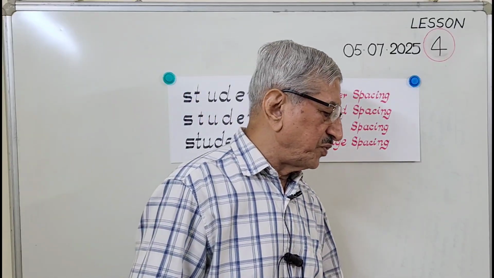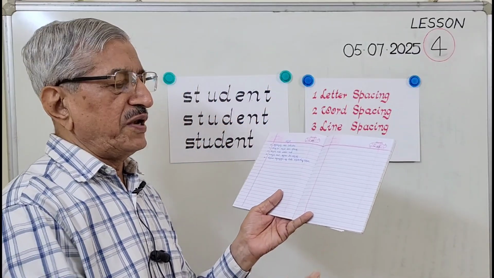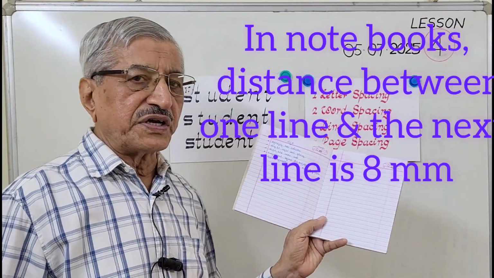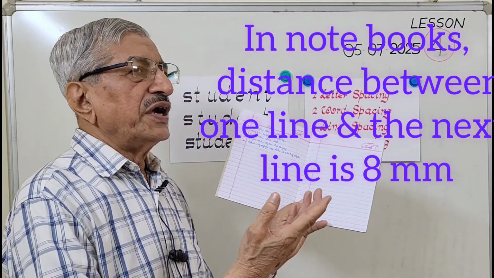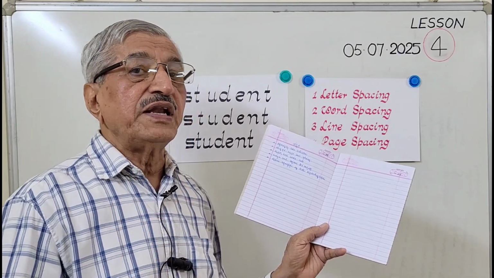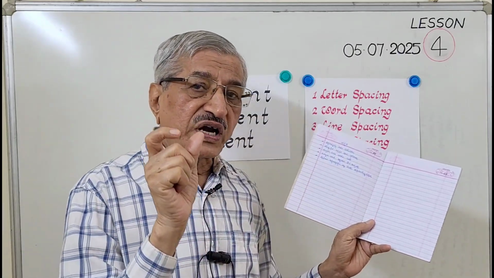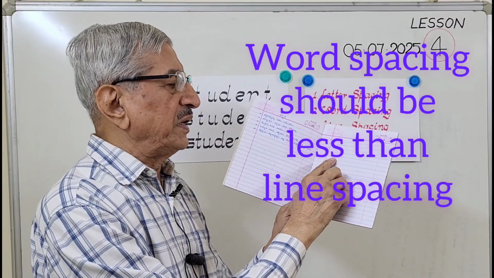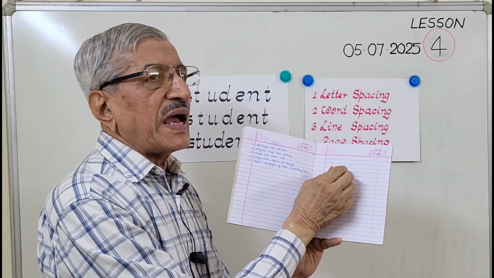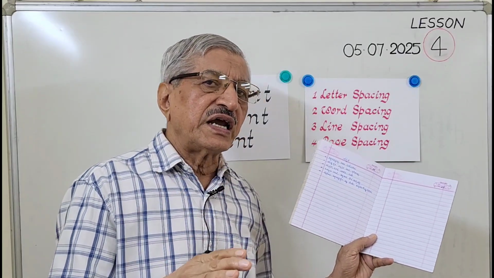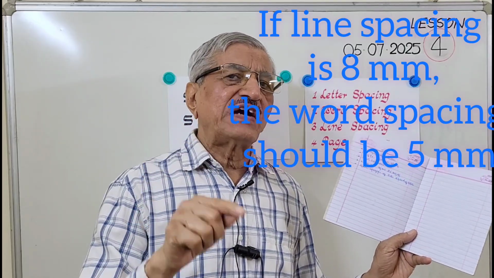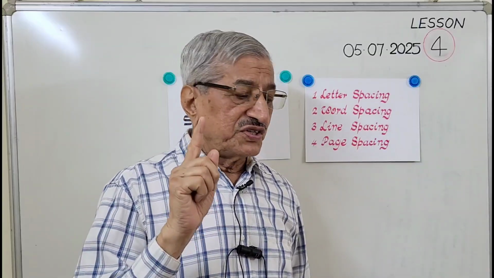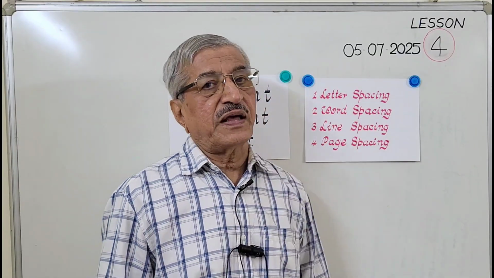Now I come to the practical. Look at this notebook in my hand. This distance between one line and another line, many they think it is 1 centimeter. No, it is not 1 centimeter. It is 0.8 centimeter or 8 millimeter. Okay. This word spacing, it should be less than line spacing. If the line spacing is 8 millimeter, the gap between one word and another word should be less than 8 millimeter, that is 5 mm or half centimeter, that is ideal. Remember, it should be always half. So this is about the word spacing.